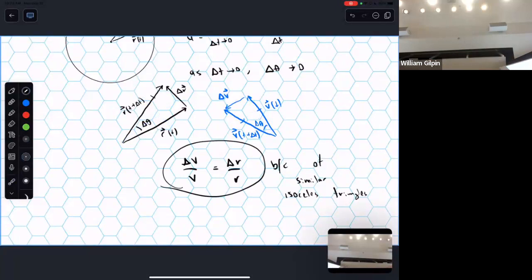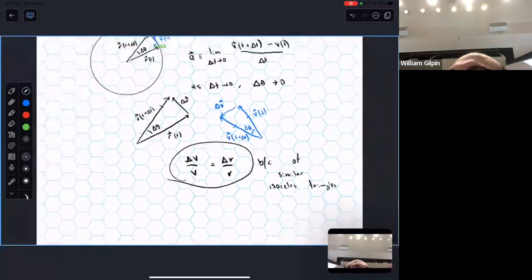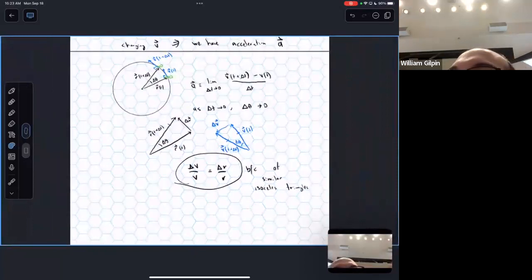Only in uniform circular motion. So only if it's going in a circle at a constant speed. Okay. So now that we have this relationship, we can make a little bit of progress on our equation here.